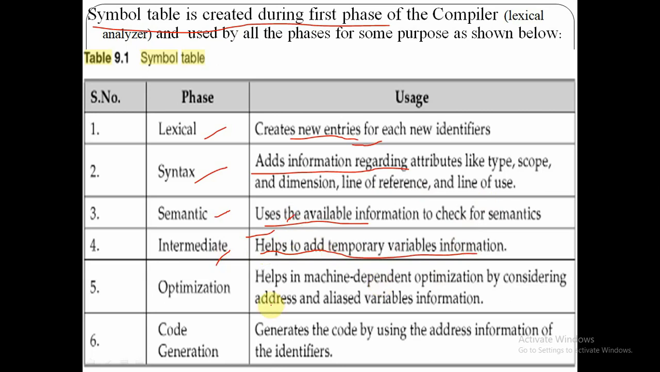Next, optimization. Optimization means the process of minimizing the source code so that it may reduce in terms of size, or in terms of memory consumption, or in terms of faster execution. So it helps in machine dependent optimization by considering address and aliased variables information. Last phase, code generation. It generates the code by using the address information of the identifiers found in the symbol table.